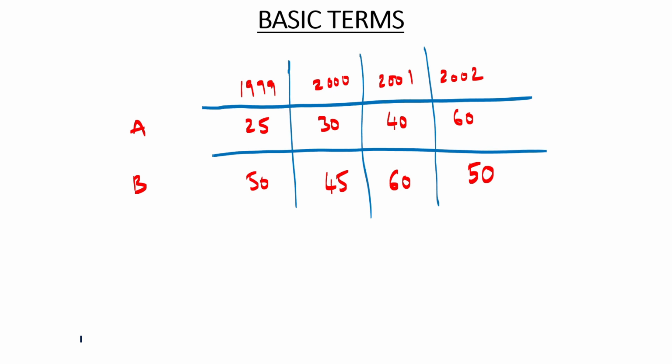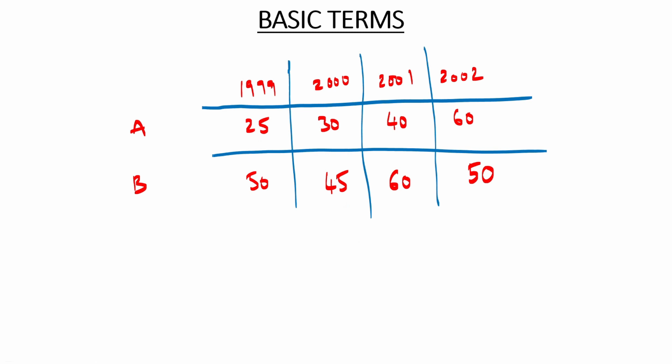See here, the table shows the sales of two companies over 4 years, from 1999 to 2002. The sales are in $1 million. Let's say 25 means $25 million, 45 means $45 million, something like that.